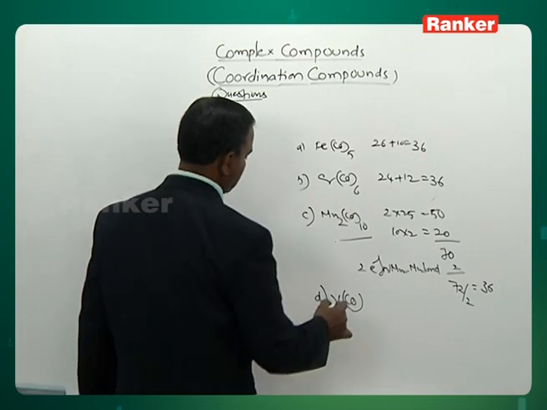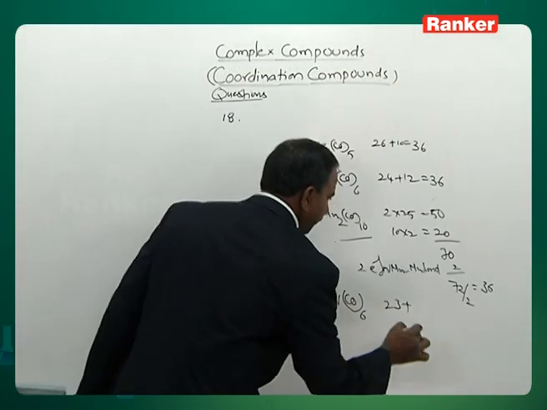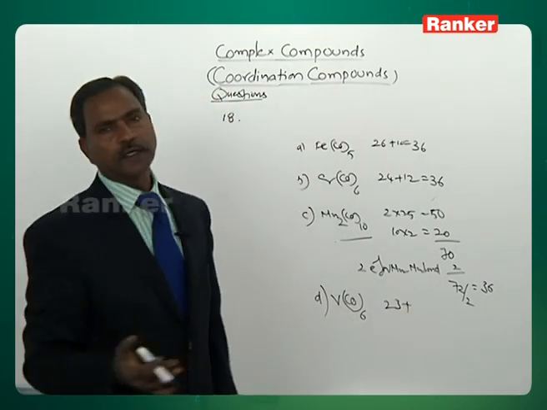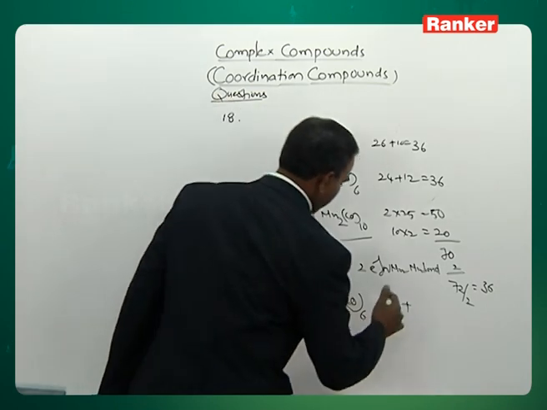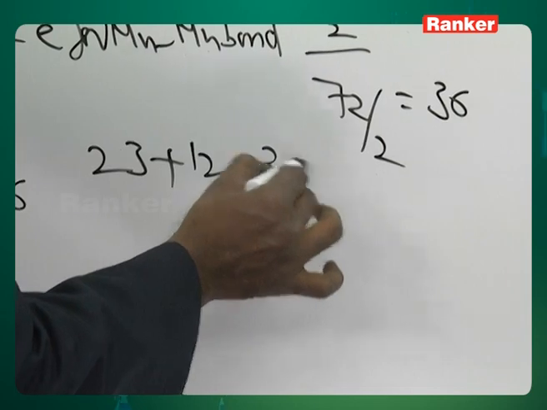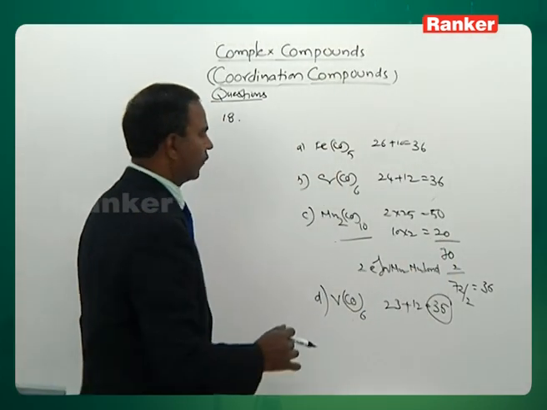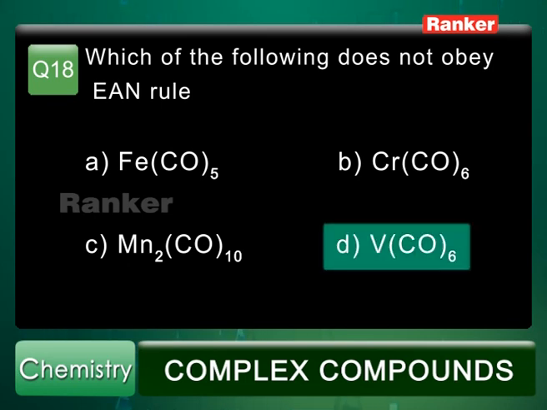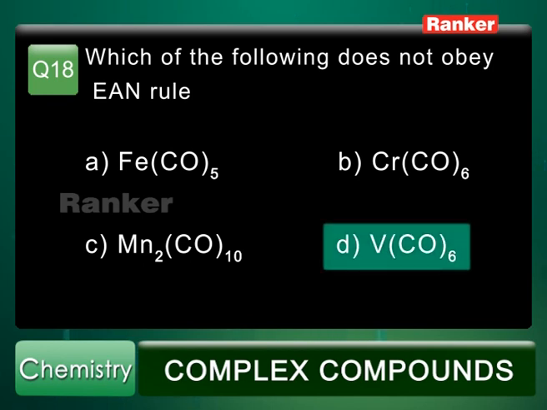Coming to option D, what is given is CO taken 6. Then the atomic number of vanadium is 23. Since it is a carbonyl complex, the oxidation number is 0. In all these, the oxidation number is 0. Therefore, 23 plus 12 coming to be what? 35 only. So this is a complex not obeying the EAN rule. Therefore, the answer is D. Like this, you have to understand which is obeying EAN and which is not.